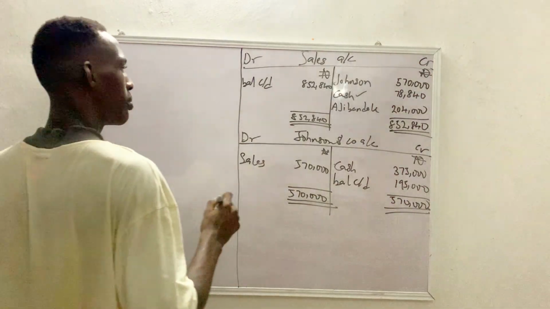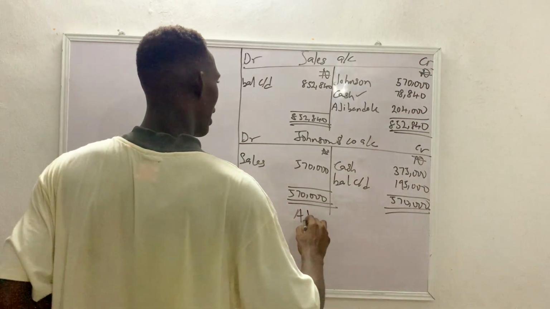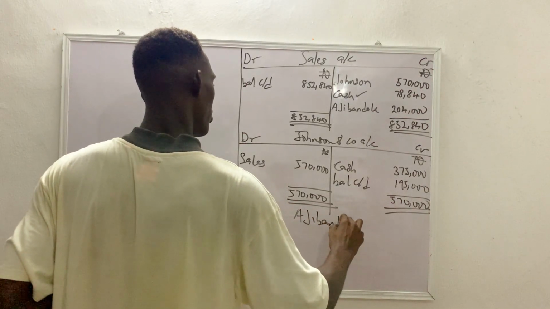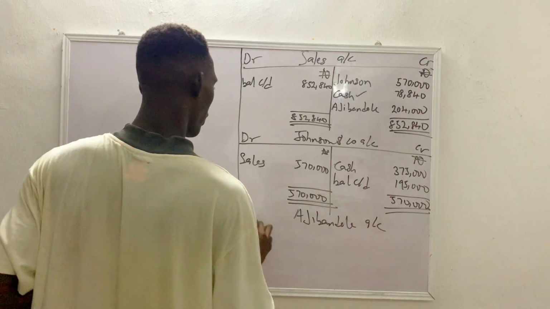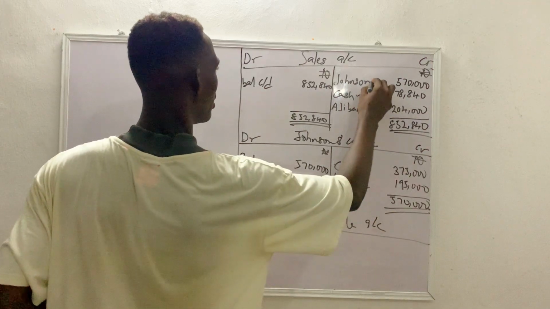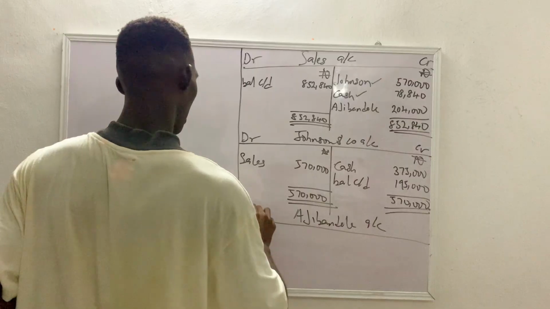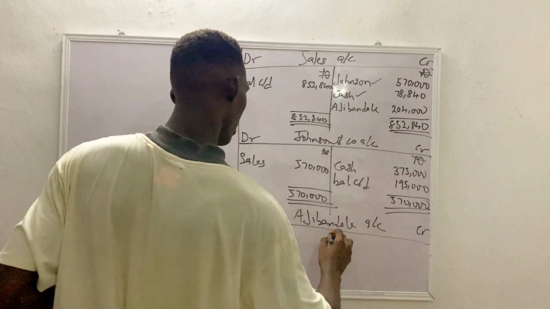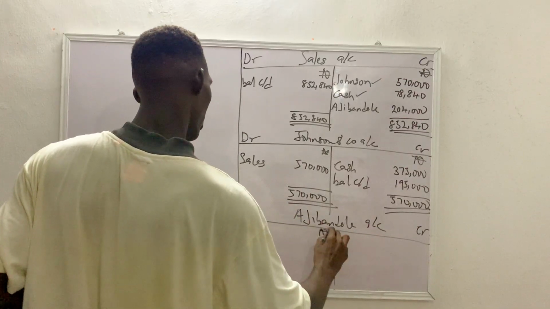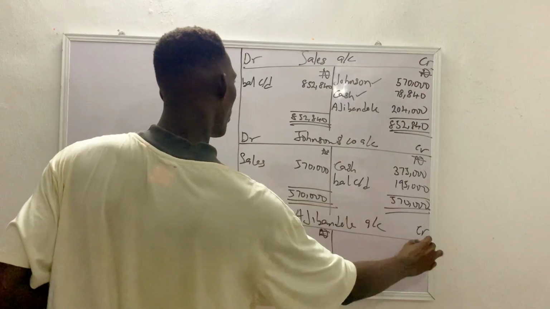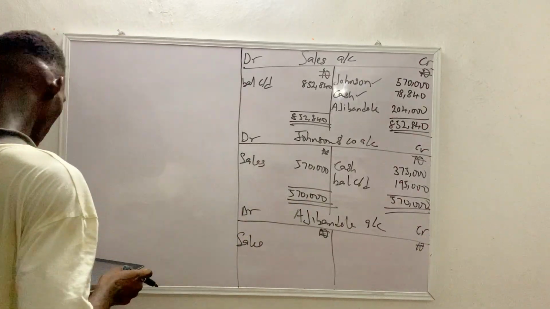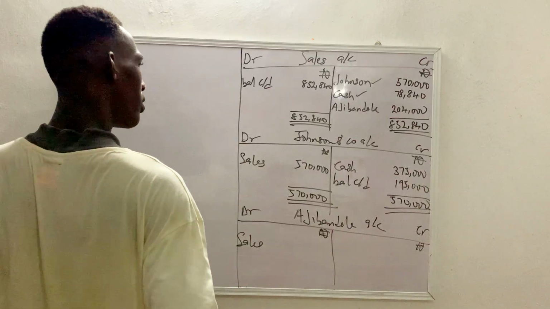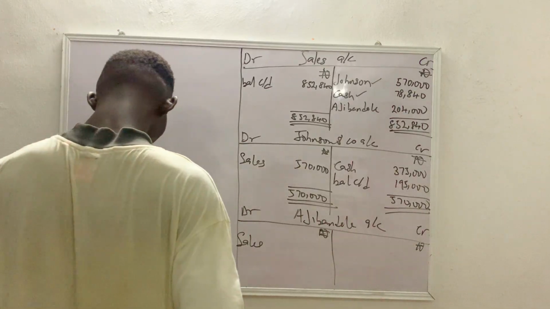Now, without wasting much time, let us open an account for Ajibandele so that we don't forget to do a corresponding entry for it. So we are done with this. Let's open an account for Ajibandele. So sales of 204,000 naira.